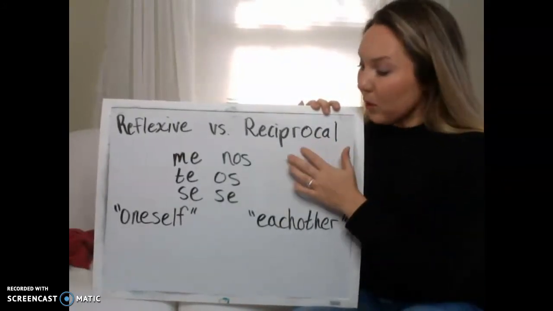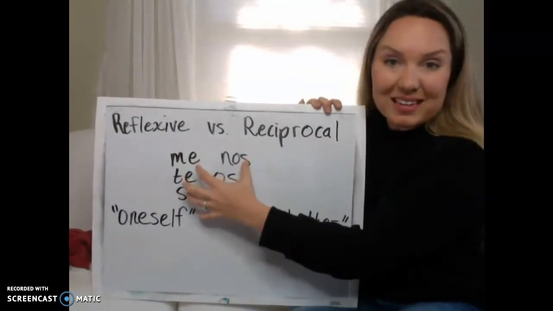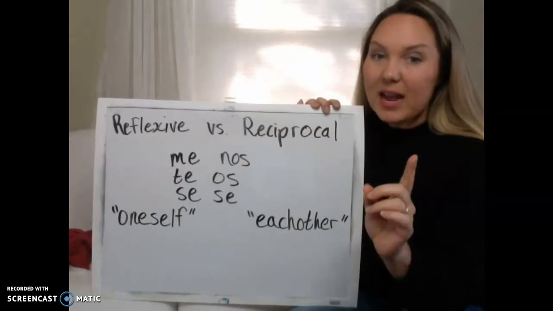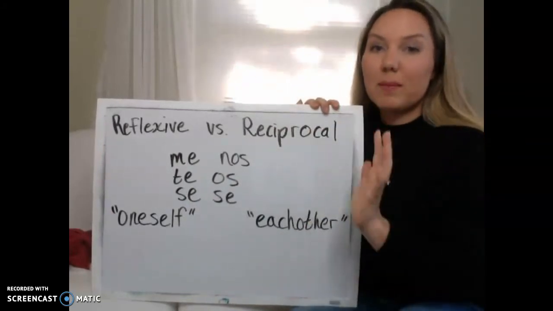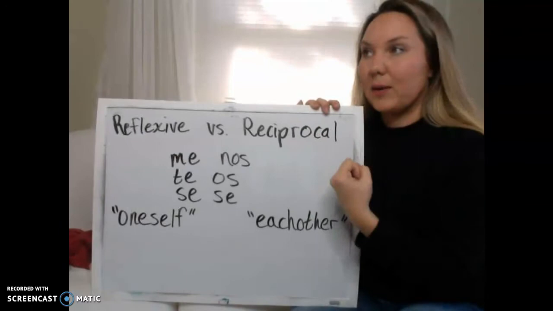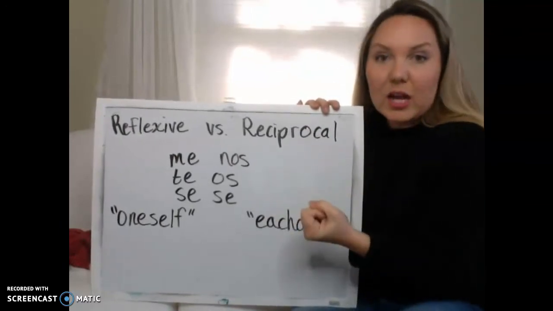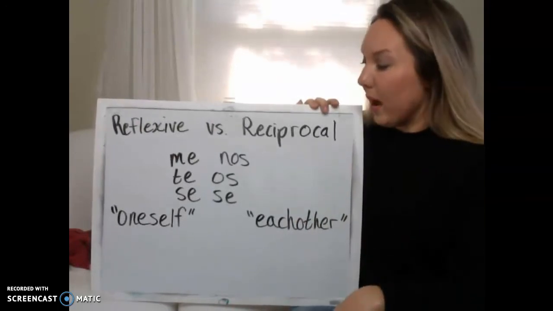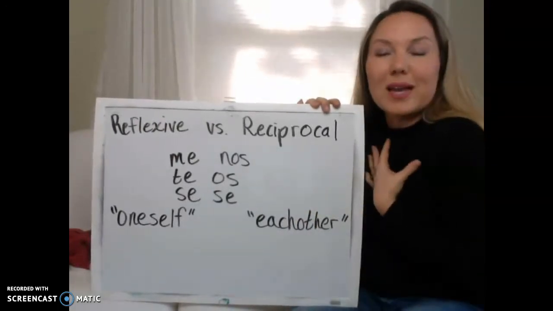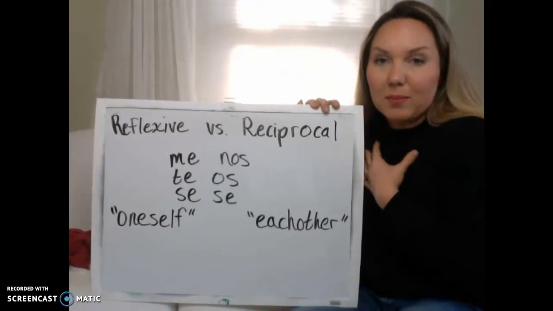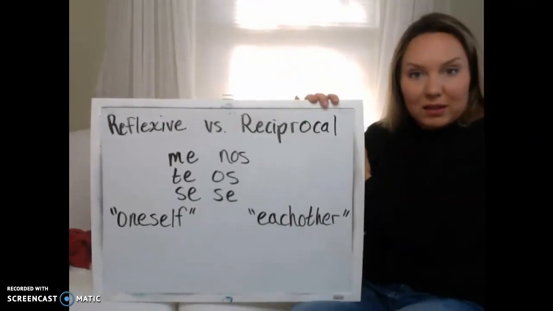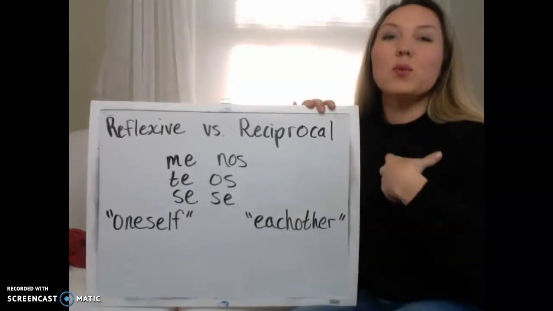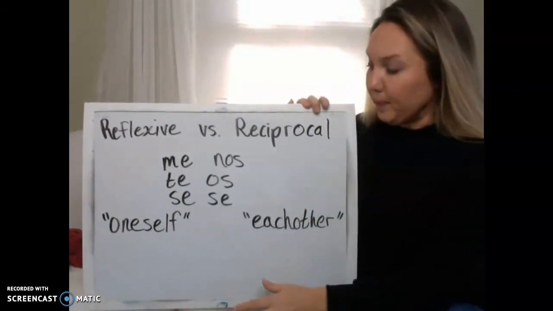Now, reciprocal verbs use these exact same pronouns, which is where it can get a little confusing. However, this is when someone is doing something to someone else and it's like a unified action. You have verbs like to hug, to kiss, all right? So, nos abrazamos, we hug each other. I'm not hugging myself, it's not reflexive. We use the same pronoun, but we're saying it's a different sentiment. We're hugging each other, okay?